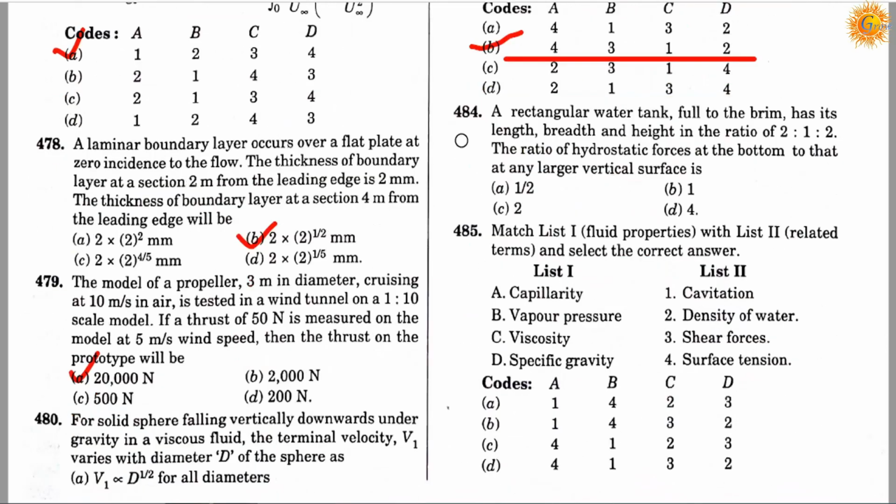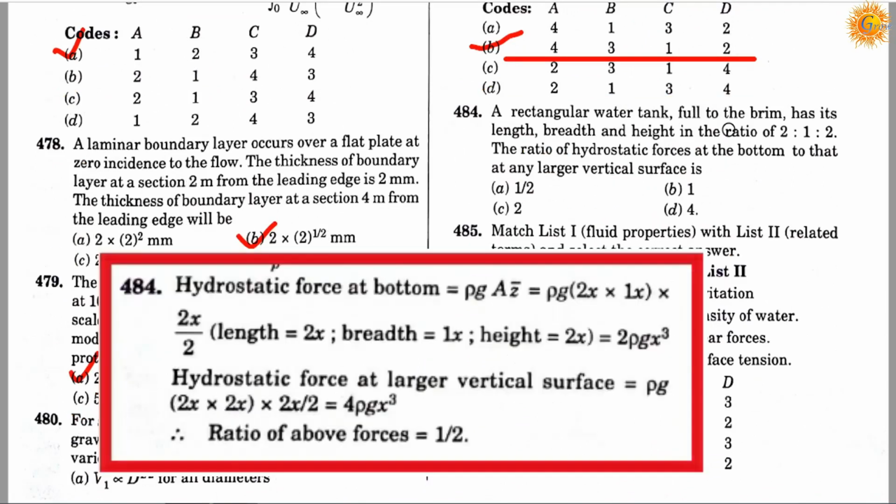question number 484. A rectangular water tank full of brine has its length, breadth and height in the ratio of 2:1:2. The ratio of hydrostatic forces at the bottom to that at any large vertical surface is: option A half, option B 1, option C 2, option D 4. So the correct answer is A.